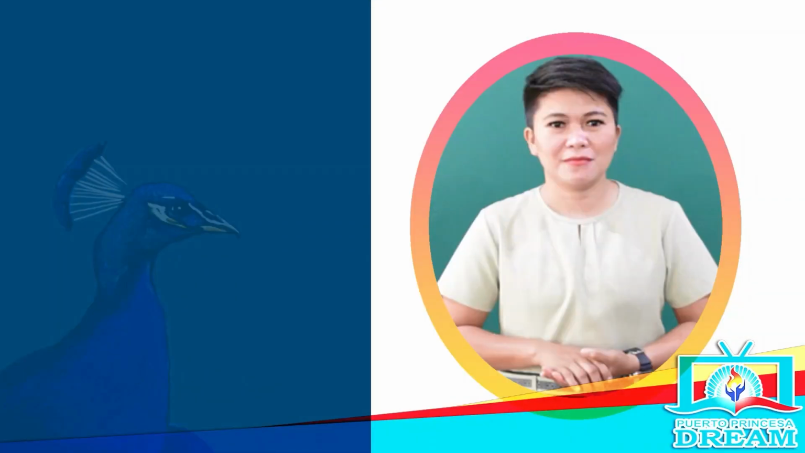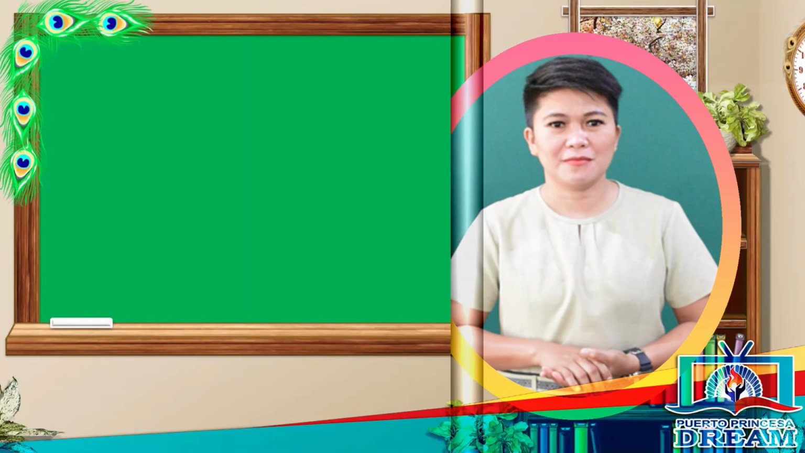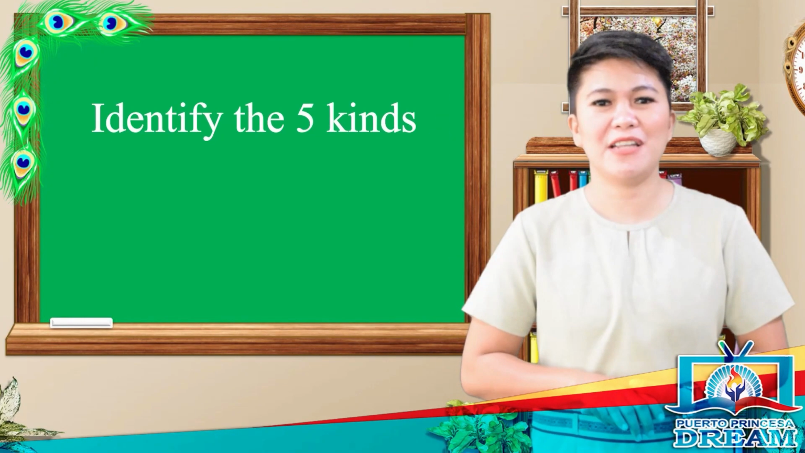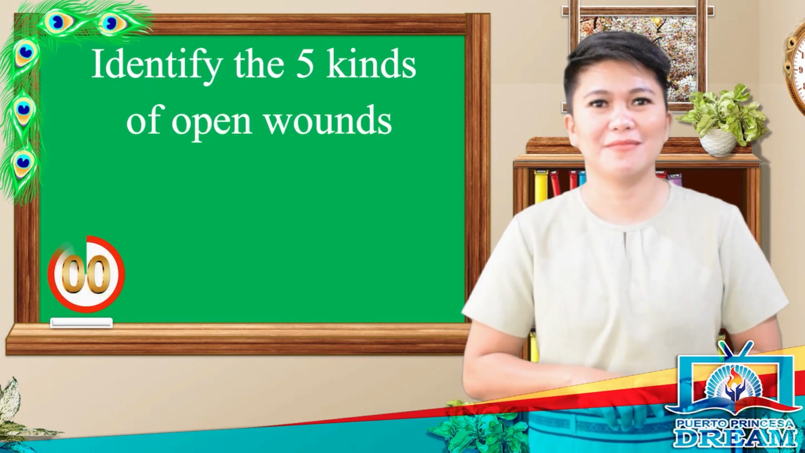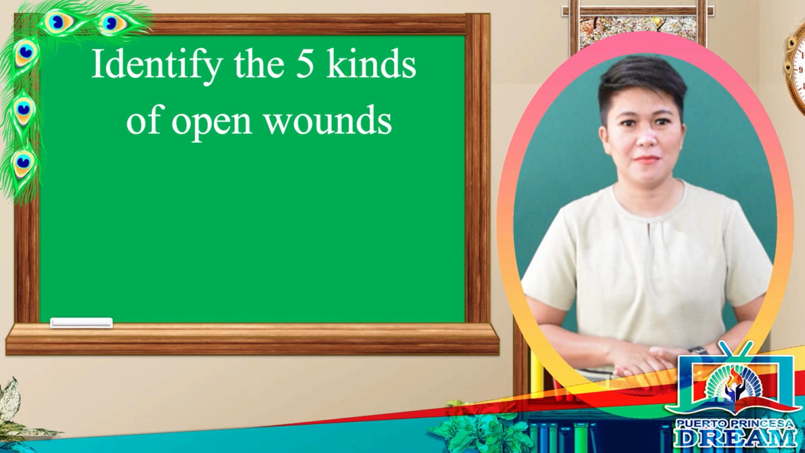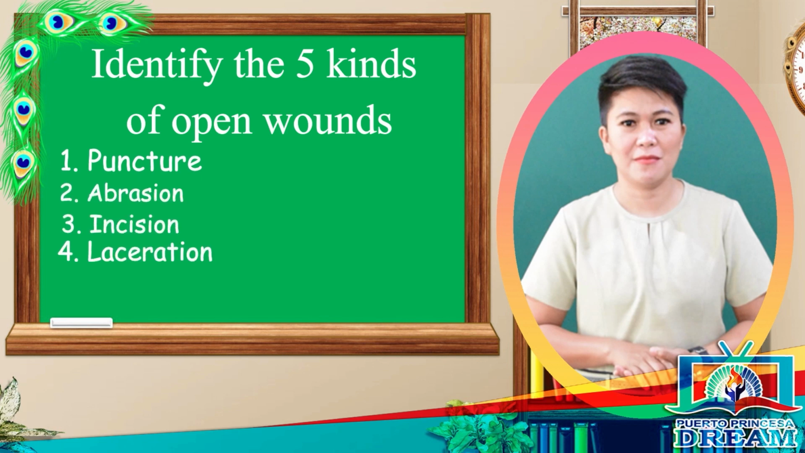You have 2 seconds to answer each item, and when you hear the sound, that means your time is up. Now, grab your pen and paper and let's begin. Identify the 5 kinds of open wounds. Let's now check your answers. The correct answers are puncture, abrasion, incision, laceration, and avulsions.